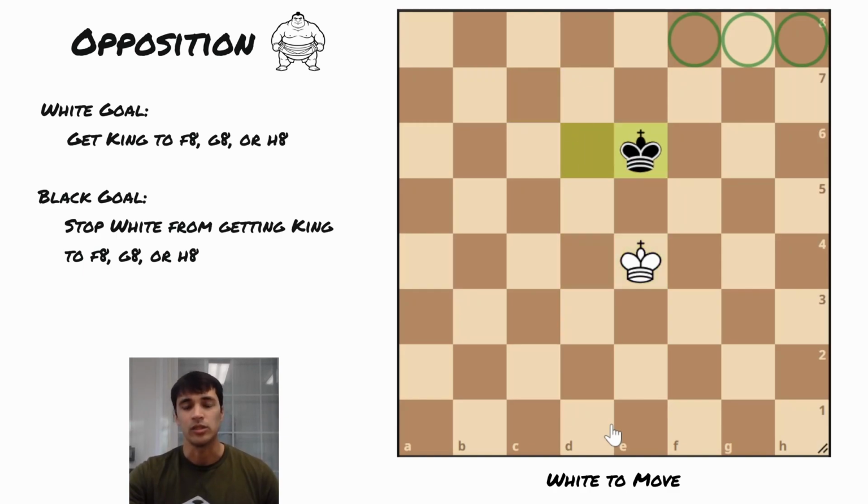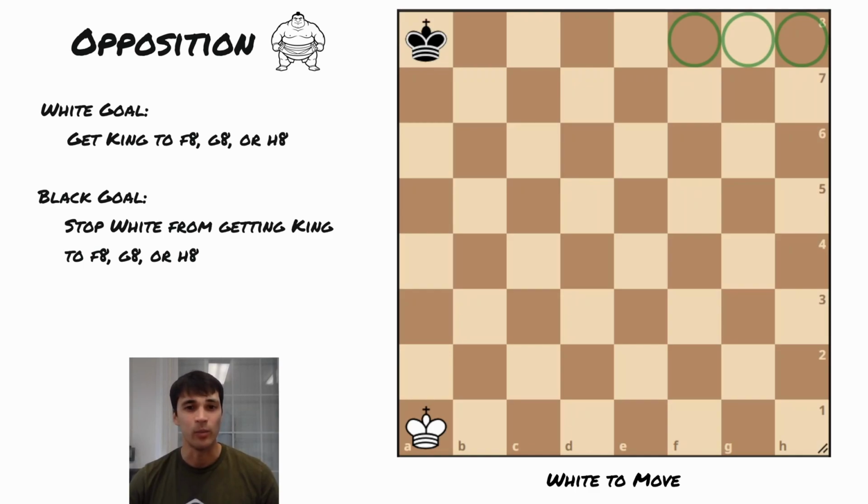White has to just go over, and black is able to stay in front of the white king as white tries to go around him, and white can't make any progress. So here, white has failed in achieving his goal. Let's go back to the beginning of this position, and let's see how white could have won this minigame by playing a different first move.